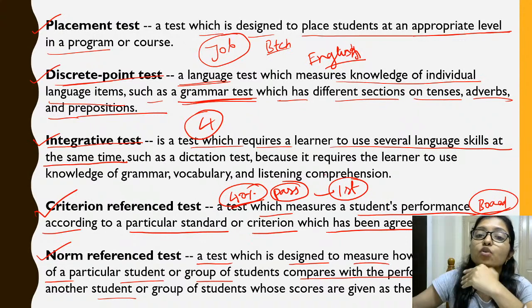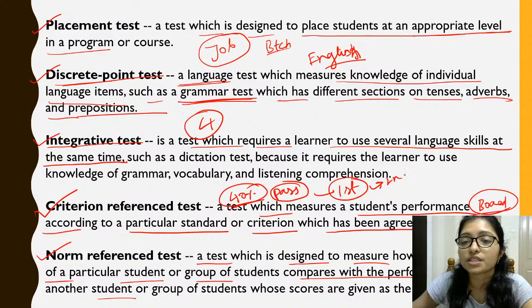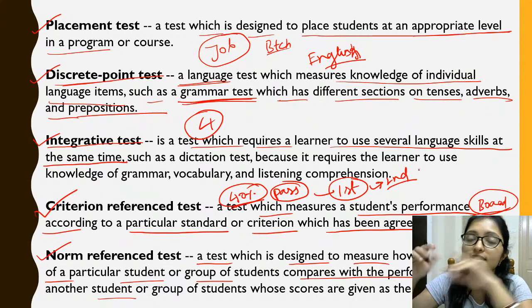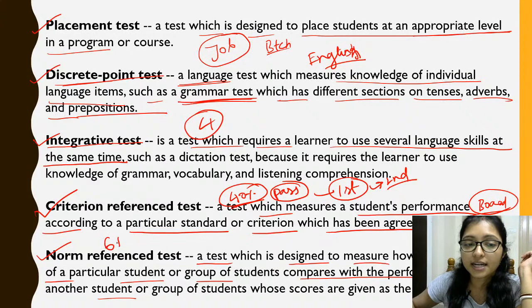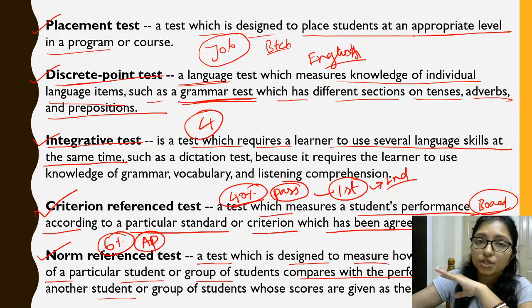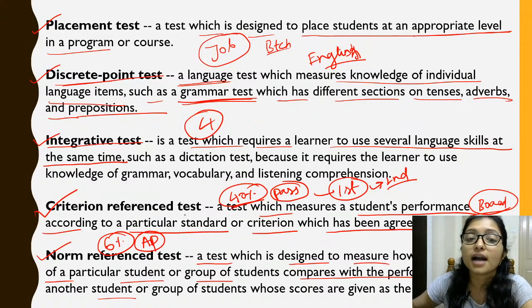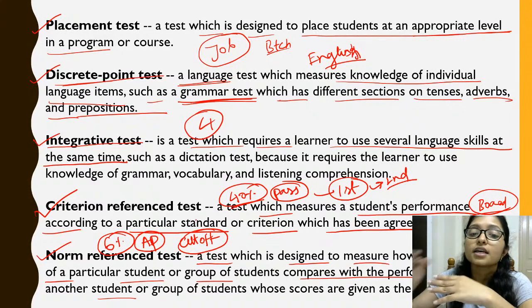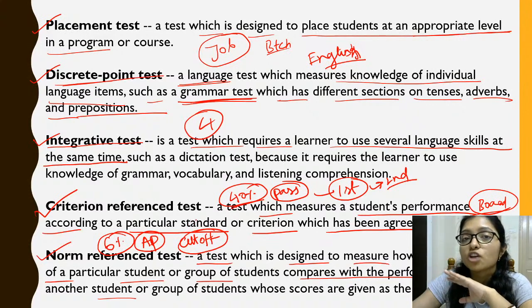But now for the second level, for the norm reference, they have to judge the top 6%. They are taking the top 6% for assistant professor. Here the norm reference means they are comparing you with the other students. That's why the cutoff marks are not always the same, because they are comparing with the performance of other students.